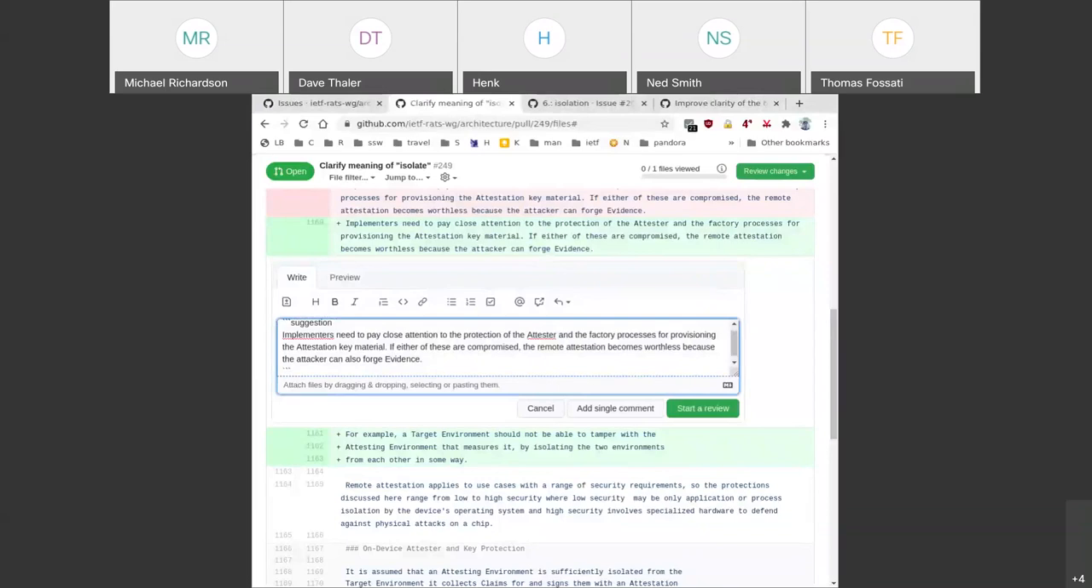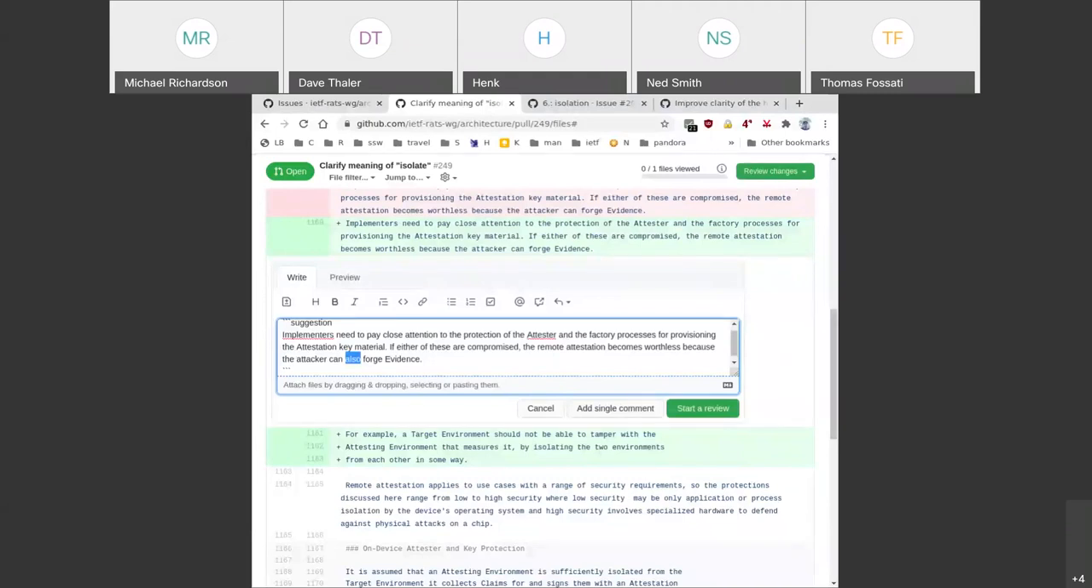Becomes worthless because the attacker can forge evidence. I don't know what problem we're trying to fix here. I'm trying to draw attention, maybe it's pedantic, to the two sides of the attesting environment. I know we said attester, but I'm digging a little deeper into that. When I see the word evidence, to me that is the thing that goes out of an attesting environment and not the thing that goes into it. So I think the point is that if you have the key, I don't need to compromise the attesting environment at all. All this isolation is worthless if I have the key, because I can use the private key outside of the attesting environment.